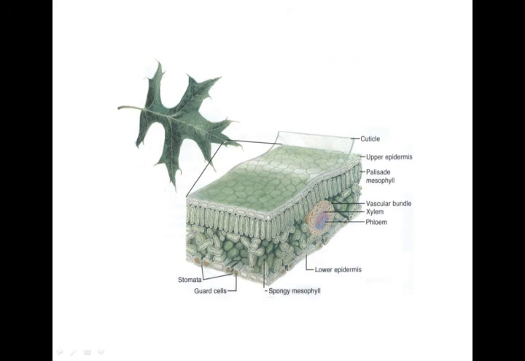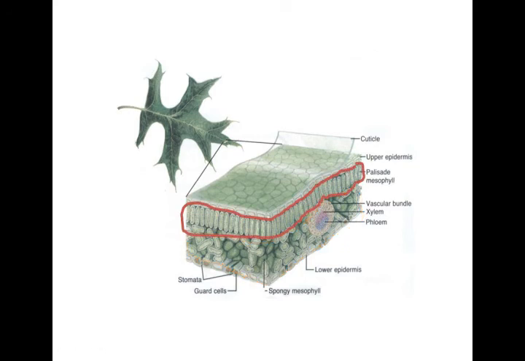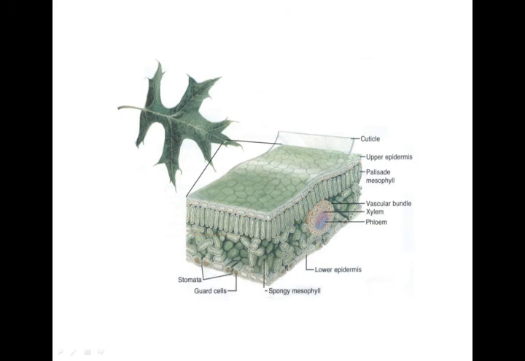This is not a cell of the leaf, it's actually a small portion of the leaf. The leaf is composed of two layers, a top layer and a bottom layer. Both layers are called mesophyll. The top layer, one of the mesophyll, is called the palisade mesophyll. The top layer is composed of a lot of cells.